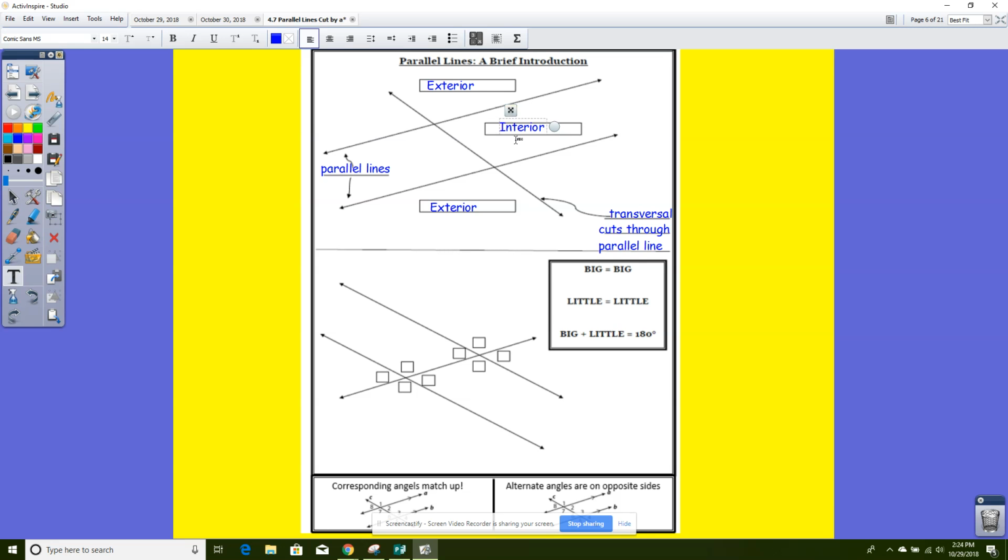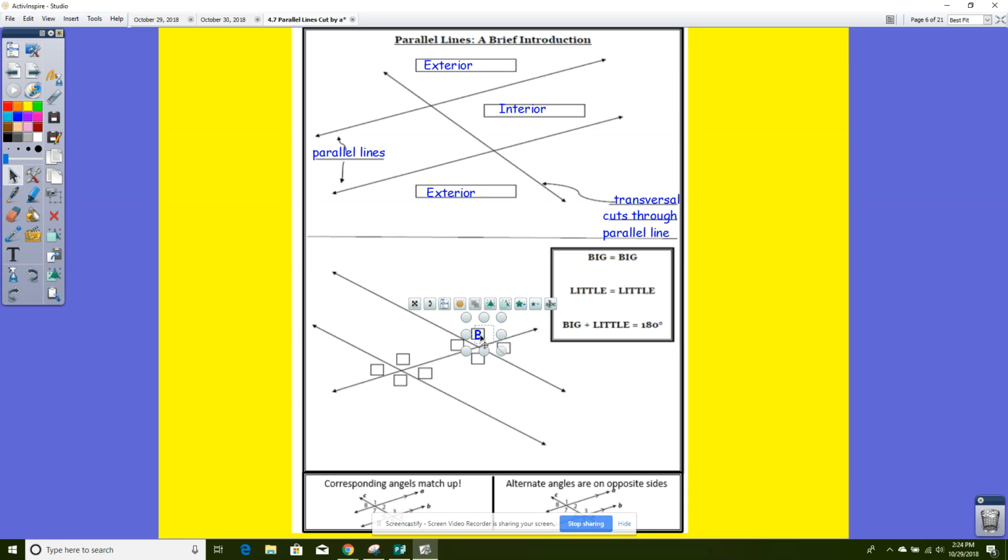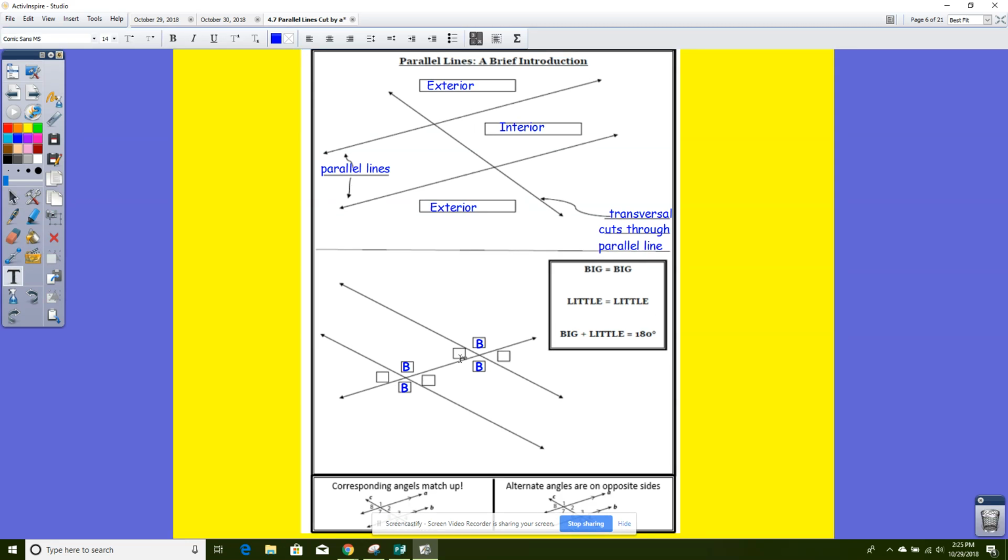And what you're going to form are big and little angles. So the bigs equal the bigs, and the littles equal the littles. So these would be my big. This is a big angle here. And then I'm going to have 4 more big angles. So this is a big one. This one is a big angle. And then this one is a big angle. And all of these big angles measure the same thing.